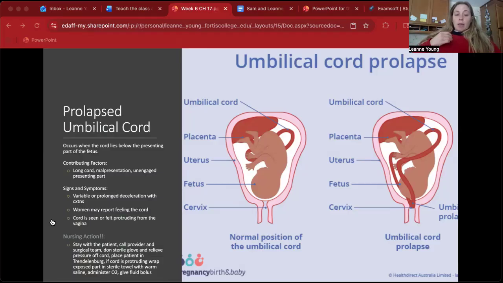Place the patient in hands and knees or Trendelenburg. Trendelenburg now is kind of contraindicated because if your patient has an epidural, we don't want them in Trendelenburg. Basically, the idea is to just get that pressure off of the cord, okay? If the cord is protruding, we're going to wrap the exposed part in sterile towel with warm saline, administer oxygen, and give a fluid bolus.